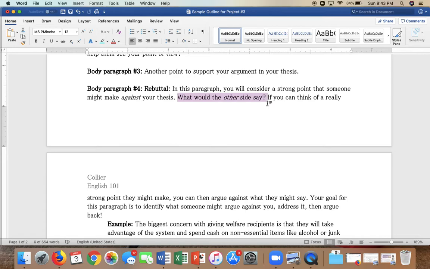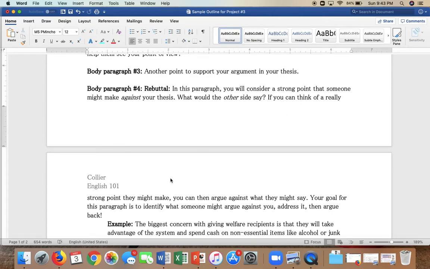So in order to make your argument stronger, you need to consider what would someone who's opposing me say, and then how can I turn my reader back towards what I'm trying to say? That's a little bit confusing. So in this paragraph, you'll consider a strong point that someone might make against your thesis. What would the other side say?